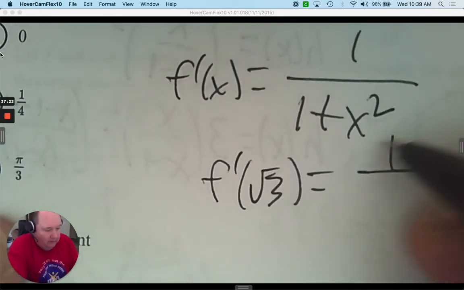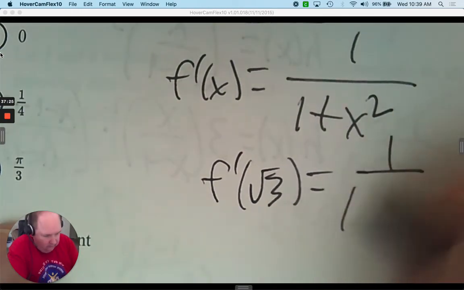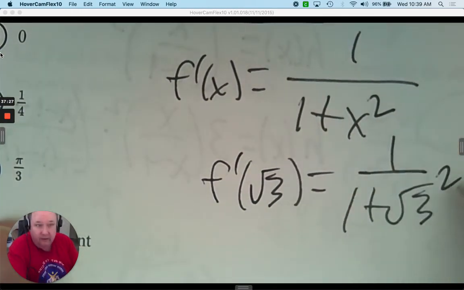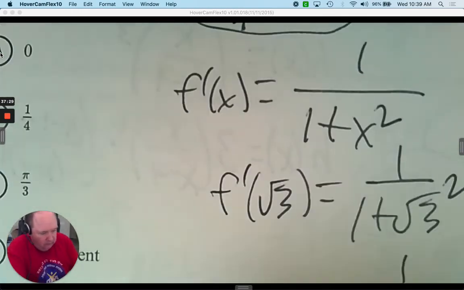So if you plug in root 3 squared is 3. So this is just 1 over 4. And you have your answer.